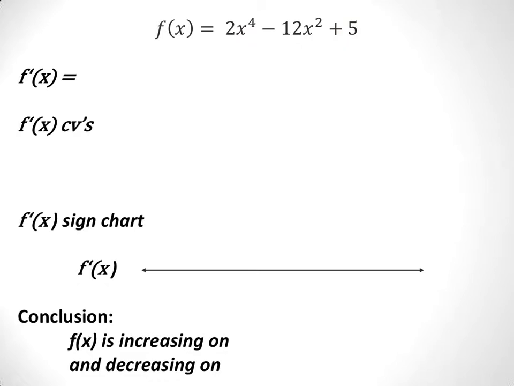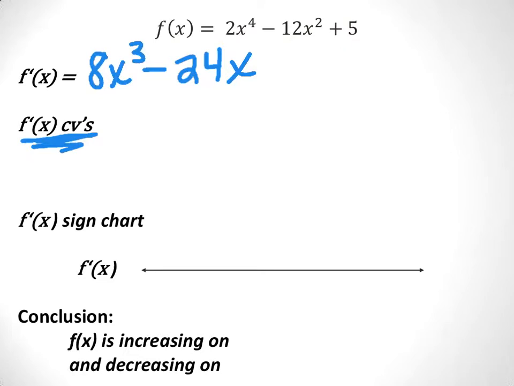we get to work. For this one, the first derivative is 2x to the fourth becomes 8x cubed, the first derivative of that term. Minus 12x squared gives us minus 24x. Derivative of 5 is 0. We need the first derivative critical values, so 0 or undefined. This guy is never undefined, but he can be equal to 0, and so we set it equal to 0. Factor out an 8x. You get 8x times x squared minus 3 inside.